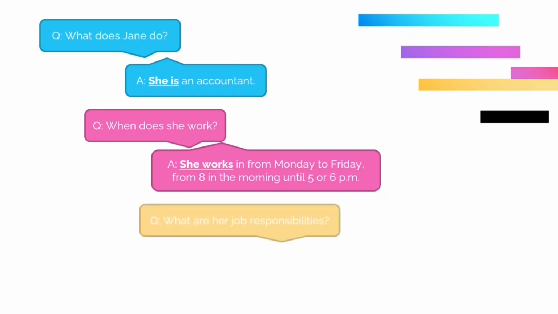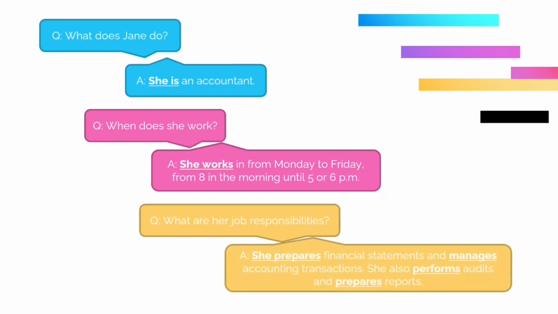Alright, and the third question, what are her job responsibilities? And the answer is, she prepares financial statements and manages accounting transactions. She also performs audits and prepares reports. Once again, that change is apparent here from I prepare into she prepares, and then I manage into she manages, from I perform into she performs, and lastly, prepare into prepares again.